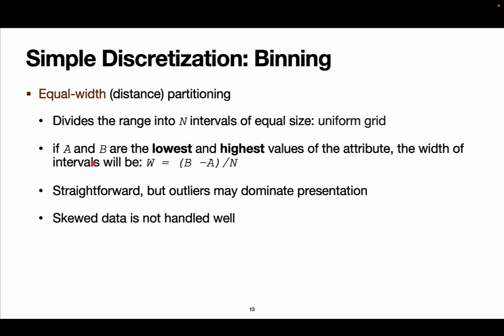The simplest form of discretization is binning, and in the equal width case, the data range is divided into intervals of equal size. This is very simple and easy to implement, but it's not going to work well when there are outliers or the data is skewed. So some bins might end up empty or with very few values.